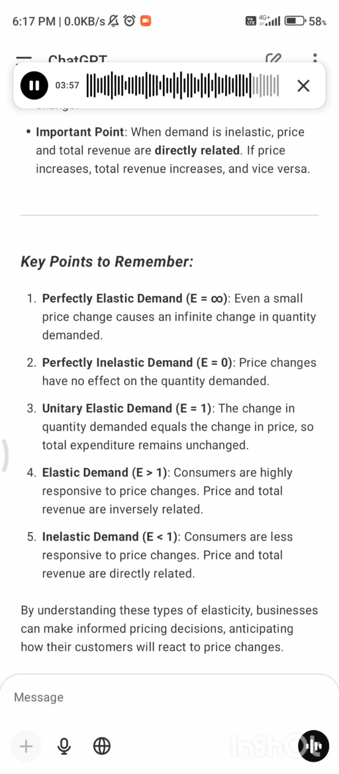2. Perfectly inelastic demand, E equals 0. Price changes have no effect on the quantity demanded. 3. Unitary elastic demand, E equals 1. The change in quantity demanded equals the change in price, so total expenditure remains unchanged. 4. Elastic demand, E > 1. Consumers are highly responsive to price changes. Price and total revenue are inversely related. 5. Inelastic demand, E < 1. Consumers are less responsive to price changes. Price and total revenue are directly related.